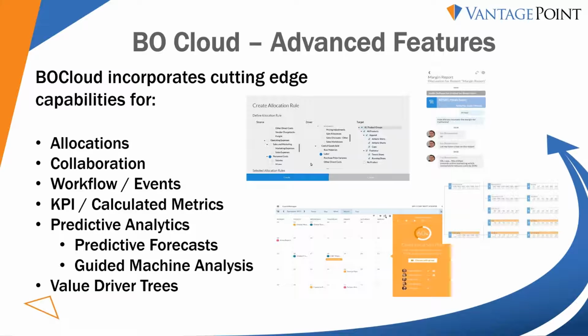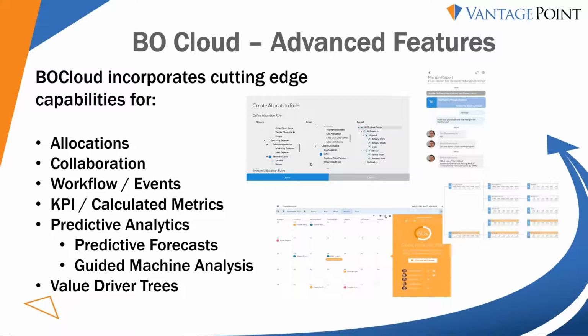Some of the advanced features of Business Objects Cloud include things such as allocations. That collaborative interaction is like a chat tool on steroids, specifically for the business planning and analytic process. Workflow capabilities through a calendar of events, highly complex KPIs and calculated metric capabilities, and integrated predictive analytics capabilities to deliver forecasts that are based on predictive algorithms rather than opinion, or guided machine analysis that really defines what are the coefficients or factors associated with success of one particular measure. And finally, the last piece depicted here on the right side is the value driver tree. It's an SAP defined concept where they're taking the business process functions and looking at how they relate, how they interact, and how data is impacted through that whole value driver. A real fun concept that's introduced with this tool.